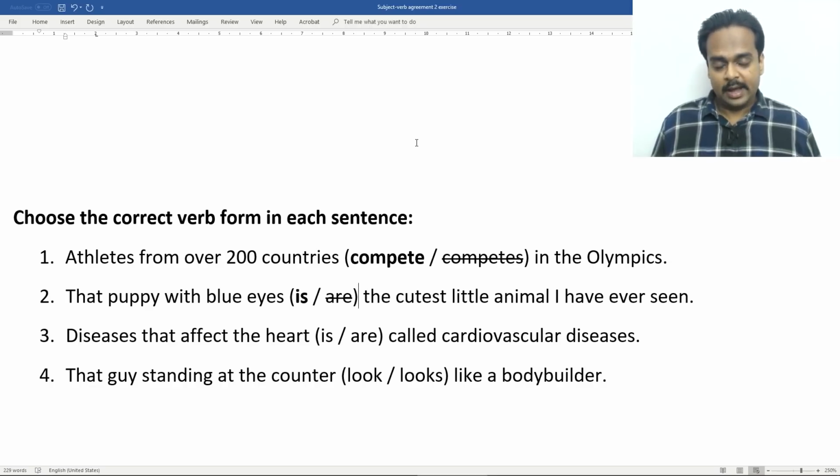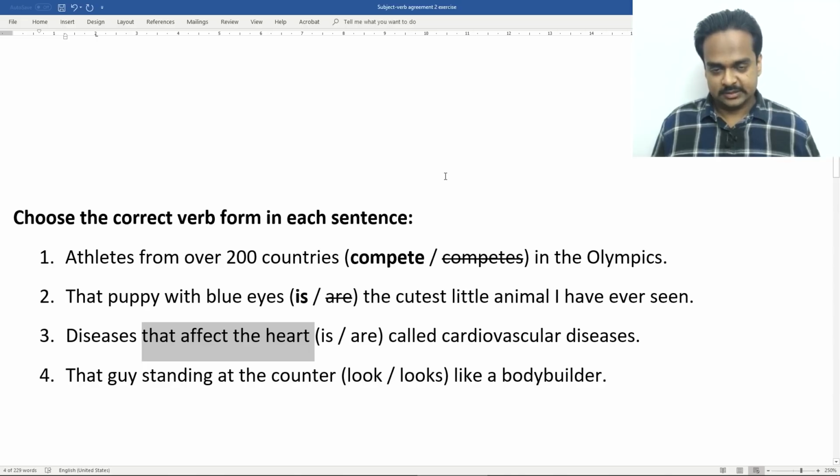In number 3, we have a relative clause. Remember that relative clauses start with words like who, which, that, and so on. Here we have that. So that affect the heart is the relative clause. So that means the subject is diseases. The relative clause is telling you what kind of disease we're talking about. So diseases is a plural noun. Diseases that affect the heart are called cardiovascular diseases.